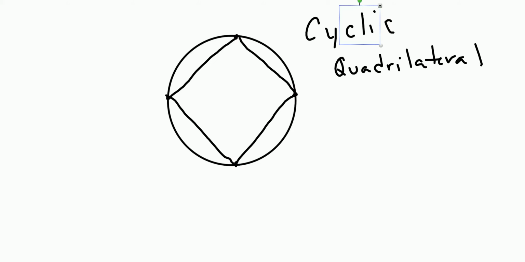Okay, and so what we know about cyclic quadrilaterals is that opposite angles are supplementary. So if I took this angle and this angle here, they would be supplementary. So this angle plus this angle equal 180 degrees. Okay, we know that all quadrilaterals are 360 degrees on the inside. So these two would make 180, and then these two would make 180 degrees.